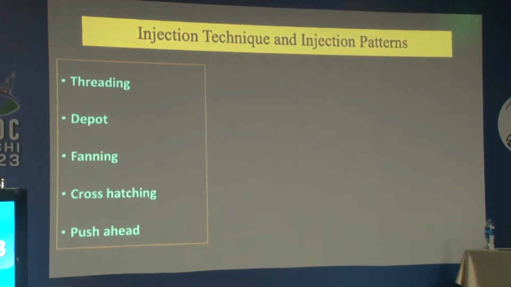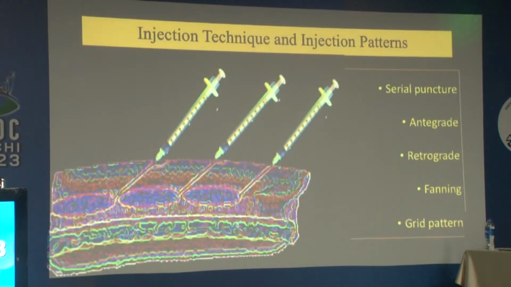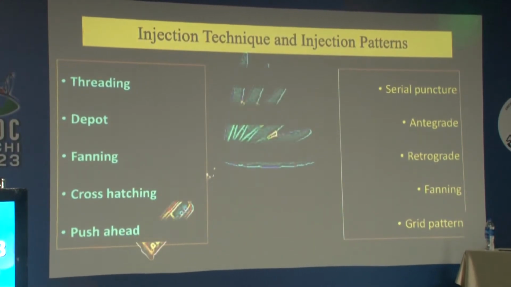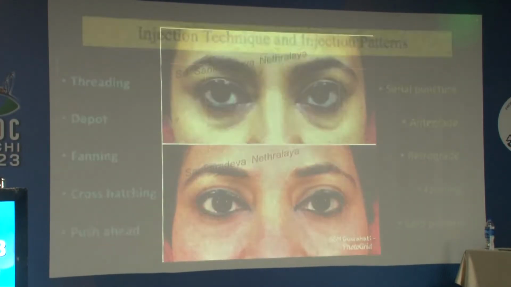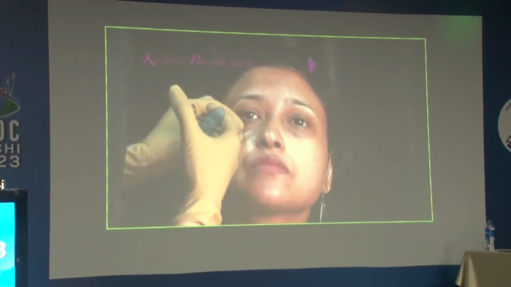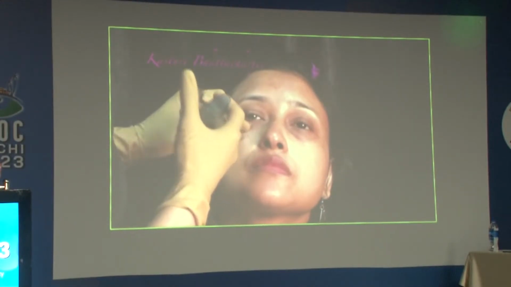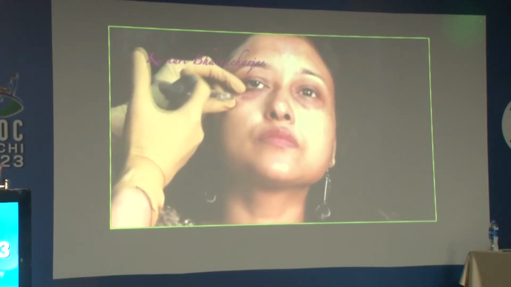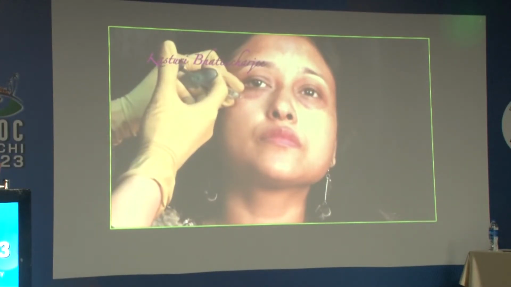There are different techniques and different injection patterns, but what we follow is basically the retrograde injection, so that we don't cause any vascular complication. We follow the fanning pattern and the Greek pattern. I'll go fast into some of the patients. You can go by the injection or by the cannula, and the best way I feel is by the cannula. When we all started, we started with injection, and this is also a very nice way where you can directly inject small aliquots of this dermal filler into the tear trough, and you see changes on the table.